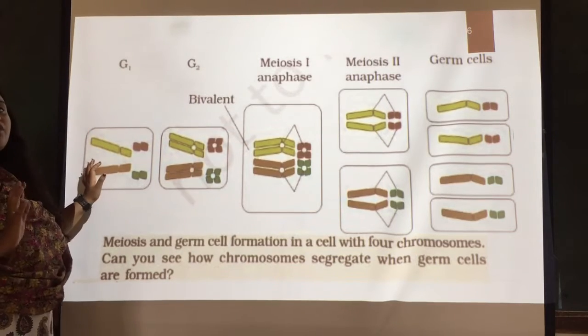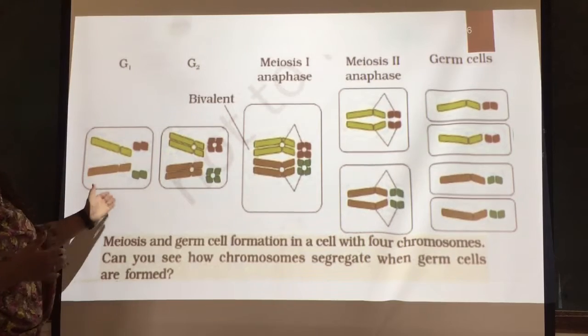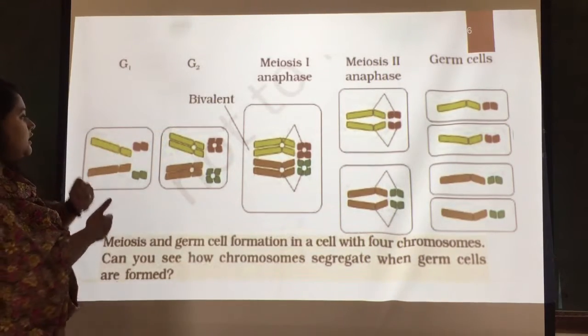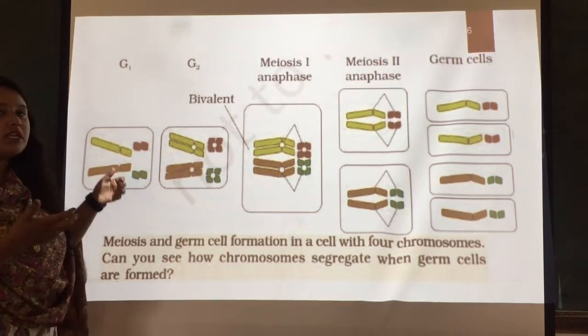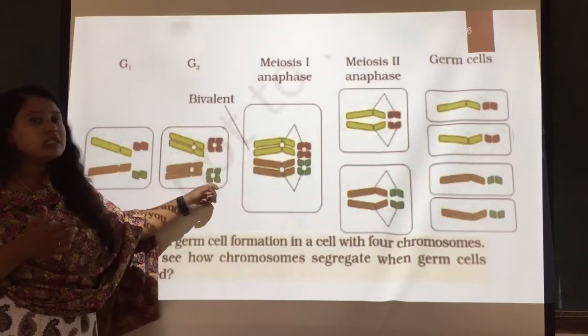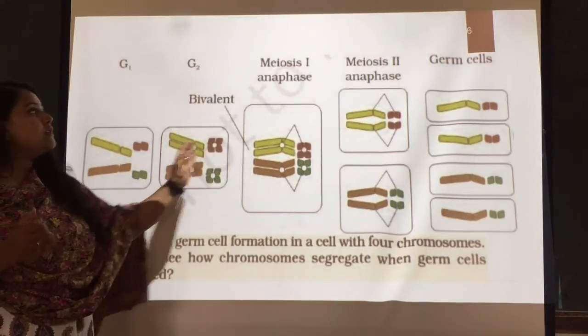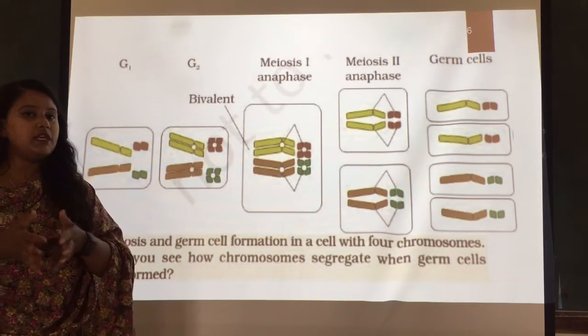So in the G1 phase, what happens? They are present individually, right? But when they enter into the G2 phase, they double themselves. So the doubling takes place, and for this reason the pairing of the chromosomes occurs. When the pairing gets completed, what happens? It enters into meiosis 1, that is the cell division. Of which type of cell division?